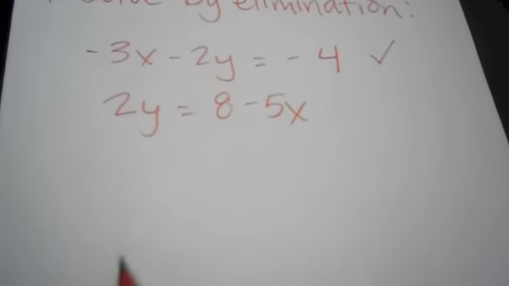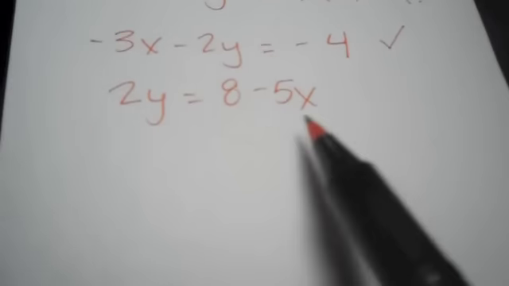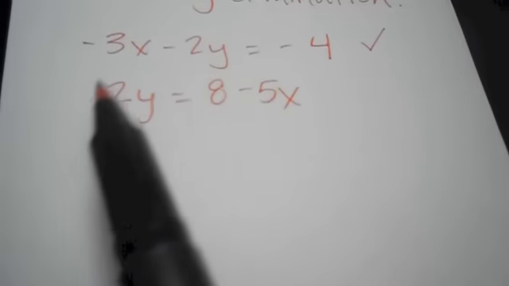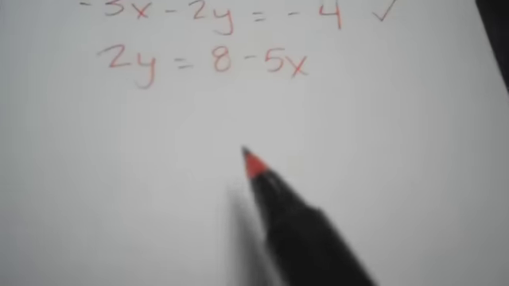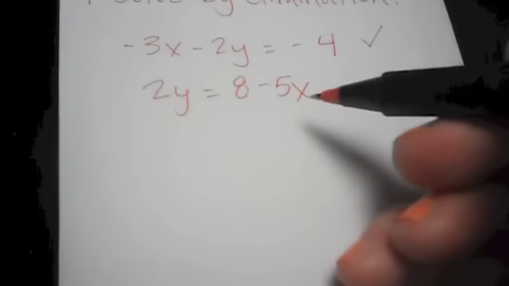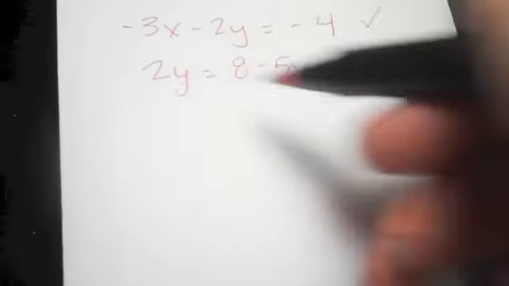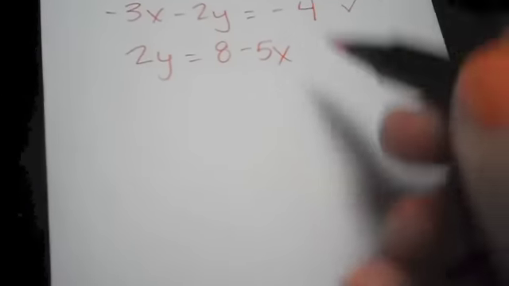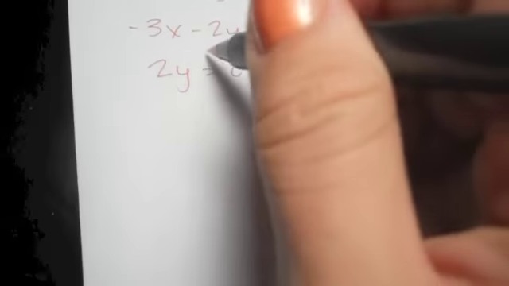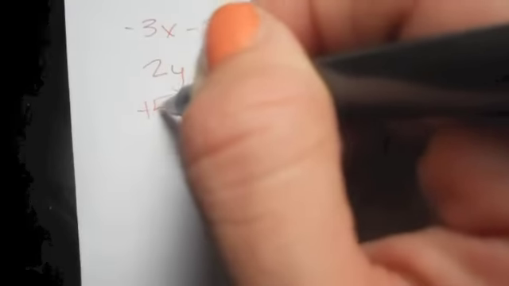But this one, 2y equals 8 minus 5x, has the x on the right side. And we need that x on this side so it can line up with this one. Alright, so our first step is going to be adding 5x to this side and also to this side. So we add 5x, add 5x.